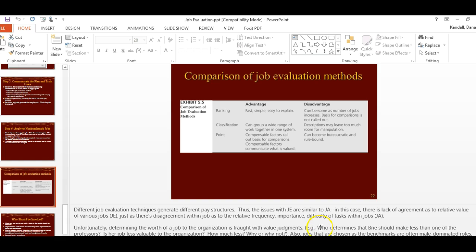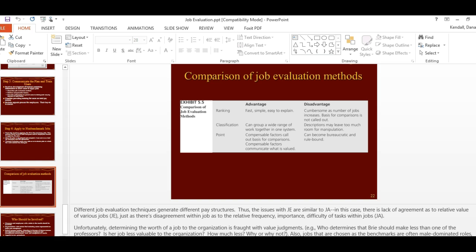So really it's a value judgment of who should be paid more, truly. For example, I have here in the notes at the bottom of the slide, who determines that Bree should make less than the professors? Is her job less valuable to the org? I would say her job in some ways is more valuable to the org, or at least on the same level. And if it's valued less, then how much less and why? And so that's what we see with job evaluation, we can't get away from the value judgments surrounding these techniques.